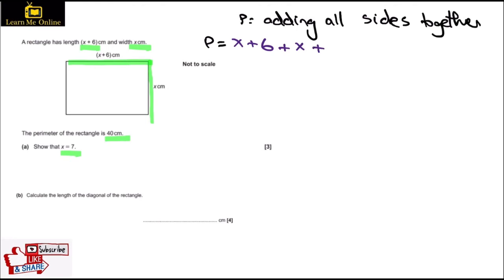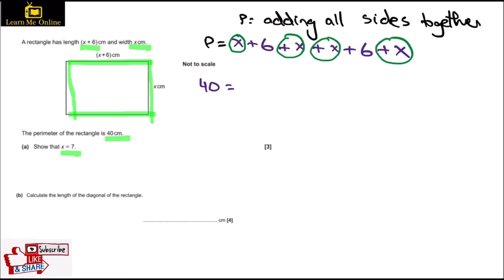The next one is again, because it's a rectangle, the opposites are the same. So this one would be x plus 6 again. And the last one would be x meters, so I'll use plus x over here. We know the total perimeter equals 40, so this P is going to be replaced by 40, and I do the collecting like terms. So this is x plus x plus x plus x, so we have 4x. We add all of them together and it's 4x.